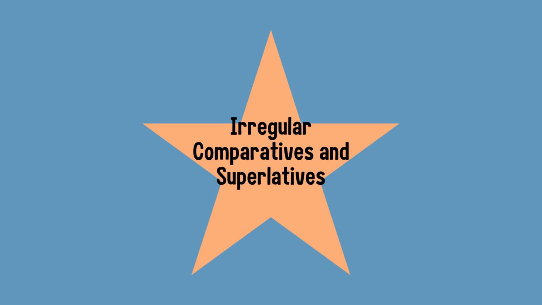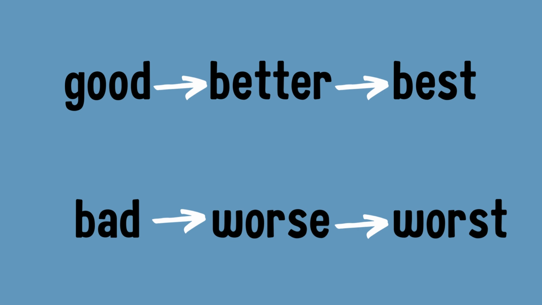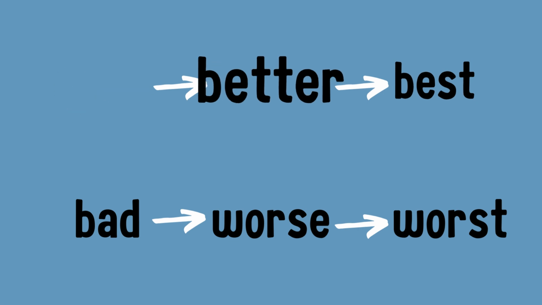Some adjectives are irregular, which means they don't follow these rules. For example, good becomes better in the comparative form and best in the superlative form. Bad becomes worse and worst.